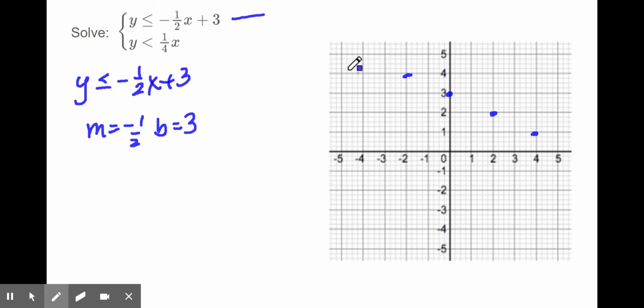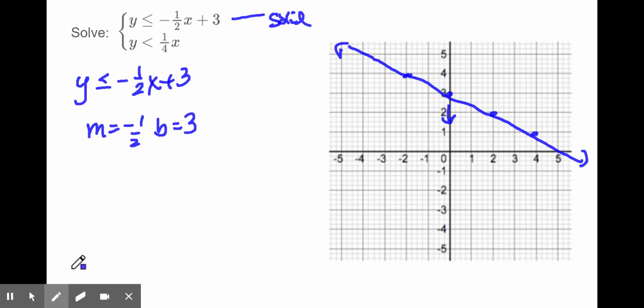Okay, and it's going to be solid, because it's less than or equal to. So I'm going to draw a solid line here. There we go. And it says y is less than, so I'm going to shade below, down in this region here. Everything down here would be shaded. All right, but I'm not going to shade it in.